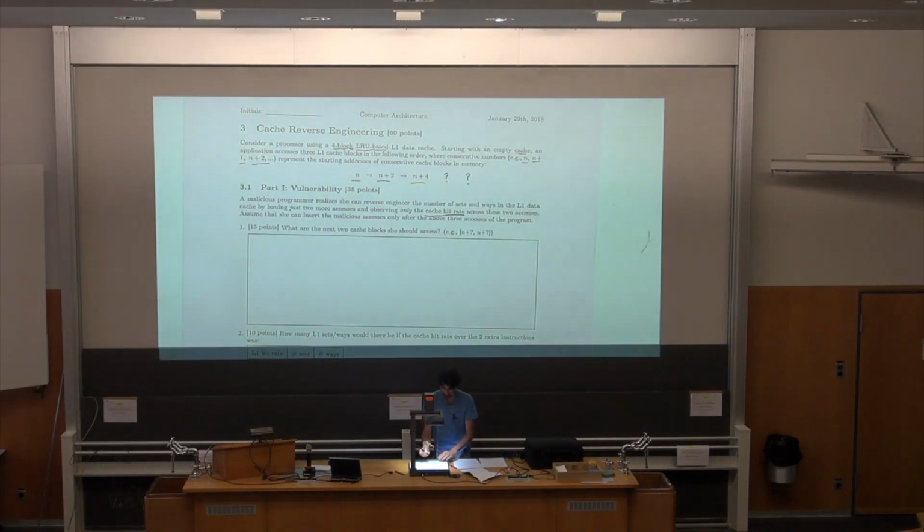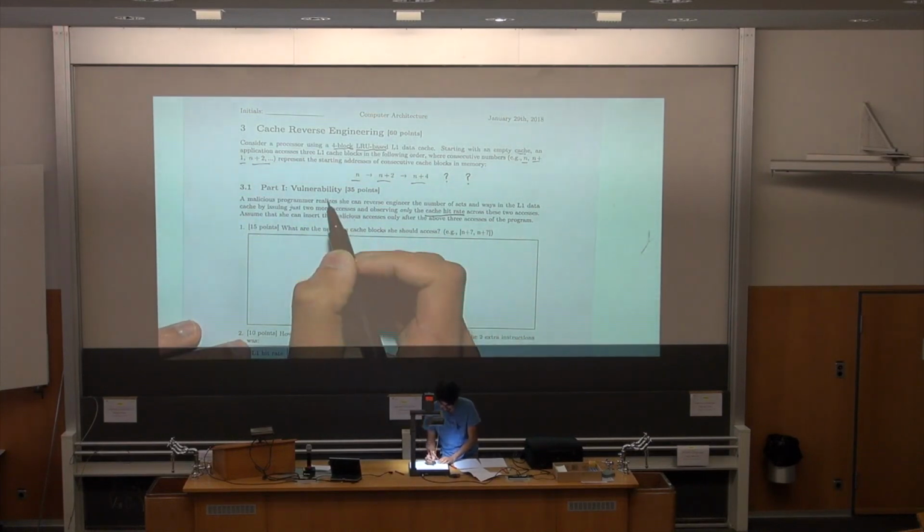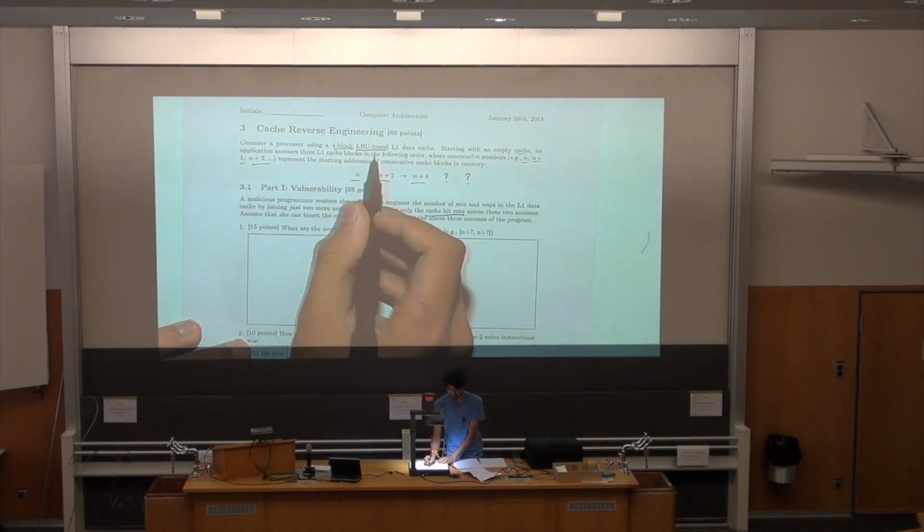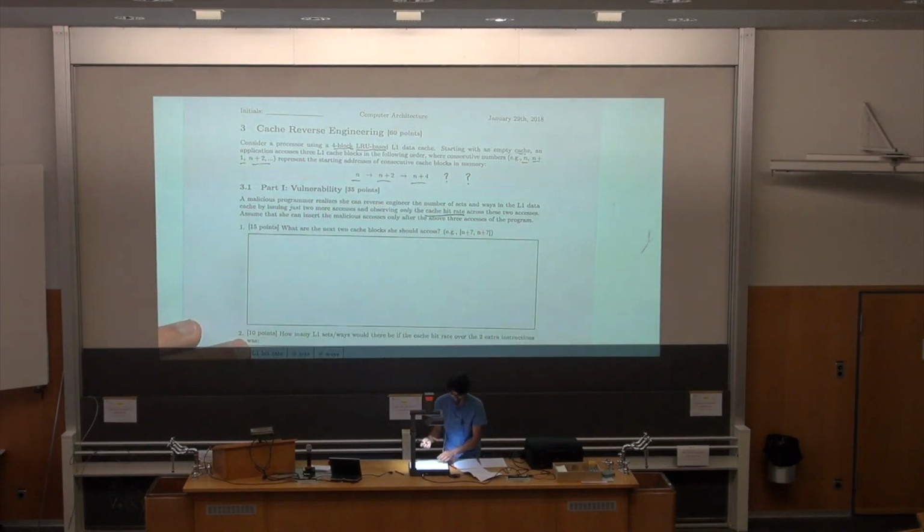And so what we want to do is figure out which cache blocks we need to access in order to figure out how the cache is structured, right? So you need to think about all the different cases here. We're given that there's a 4-block cache, and there's only a few ways you can actually organize a 4-block cache.